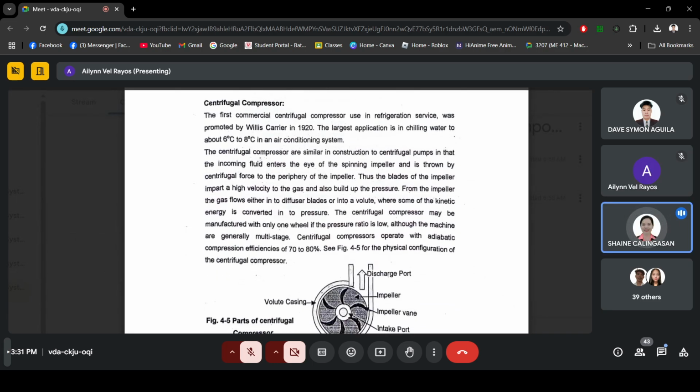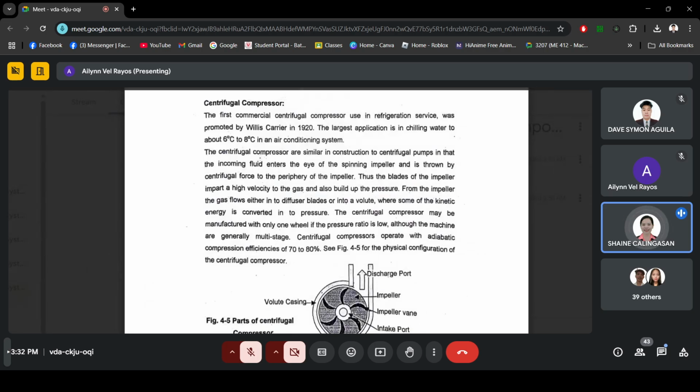The first commercial centrifugal compressor used in refrigeration service was promoted by Willis Carrier in 1920. The largest application is in chilling water to about 6 to 8 degrees Celsius in an air conditioning system. Centrifugal compressors are similar in construction to centrifugal pumps in that the incoming fluid enters the eye of the spinning impeller and is thrown by centrifugal force to the periphery of the impeller. Thus, the blades of the impeller impart a high velocity to the gas and also build up the pressure.